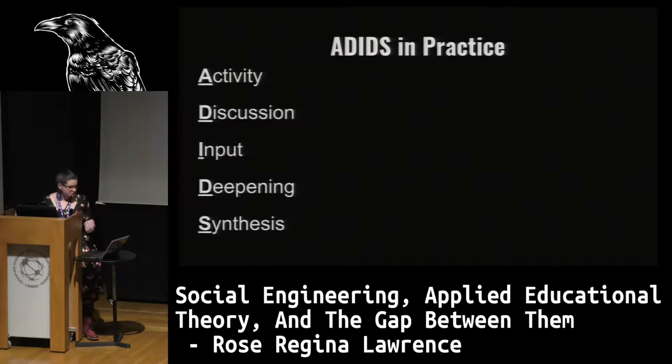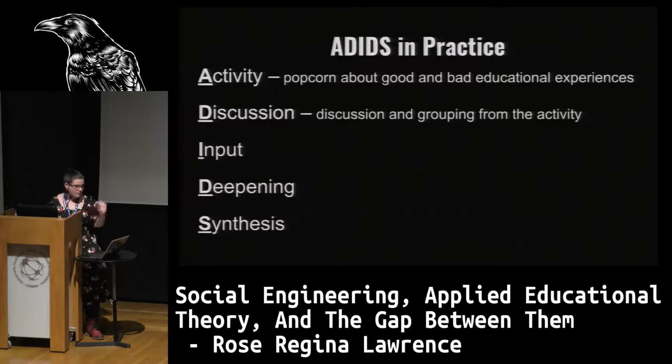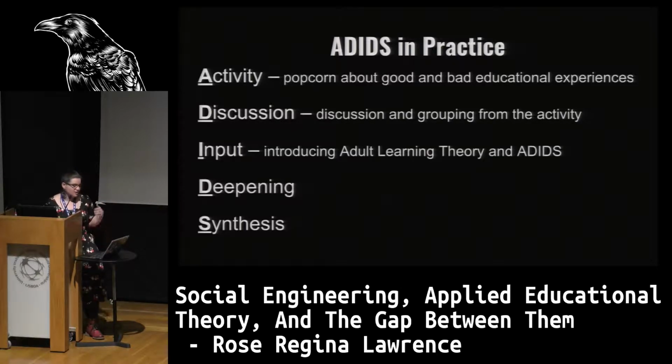So if I were doing this talk as a workshop, it might look something like starting with a popcorn session where you talk about good and bad learning experiences that you've had. And then we might go on to talking in a group about the different characteristics of the things that you brought up as good or bad. At which point I would introduce adult learning theory and ADIDS.